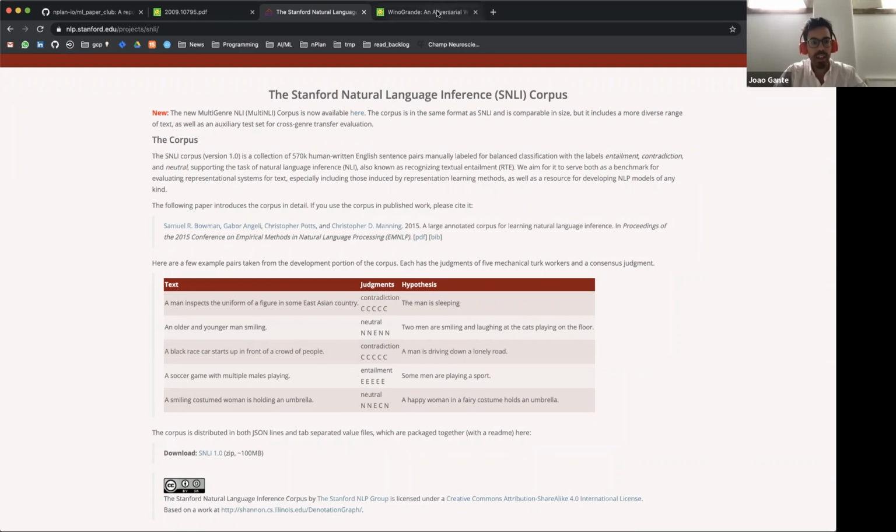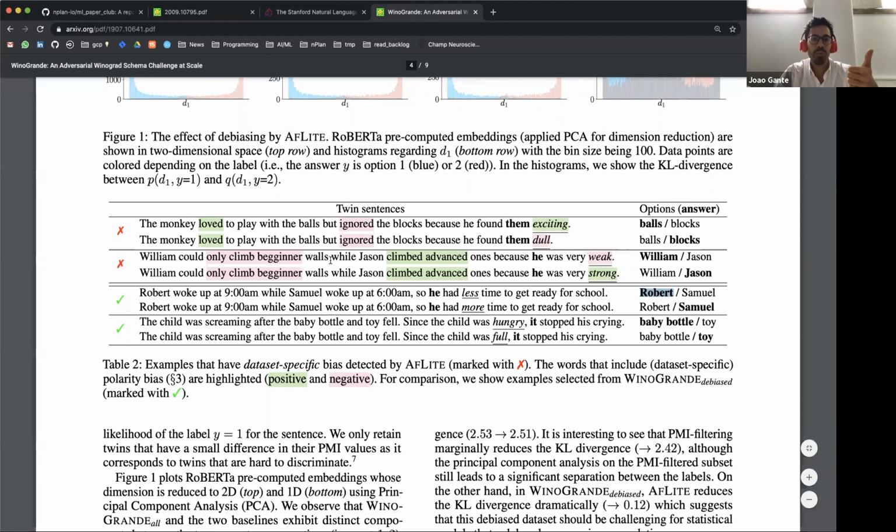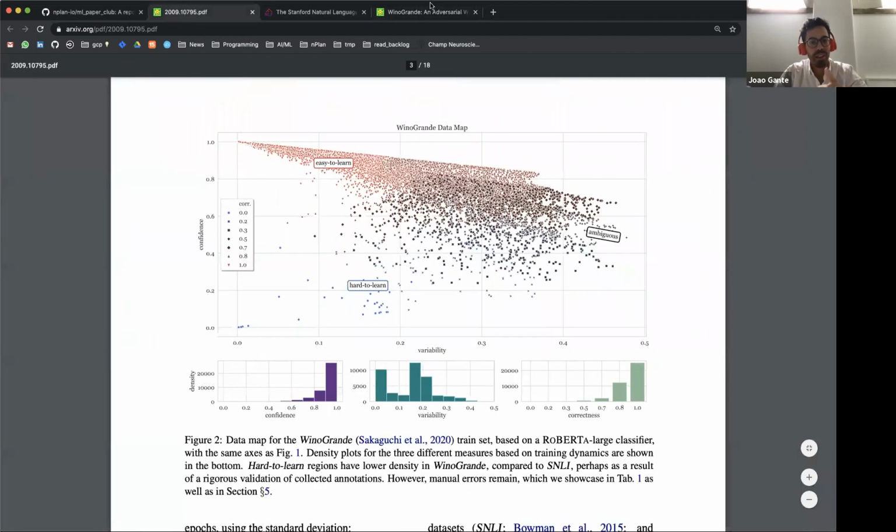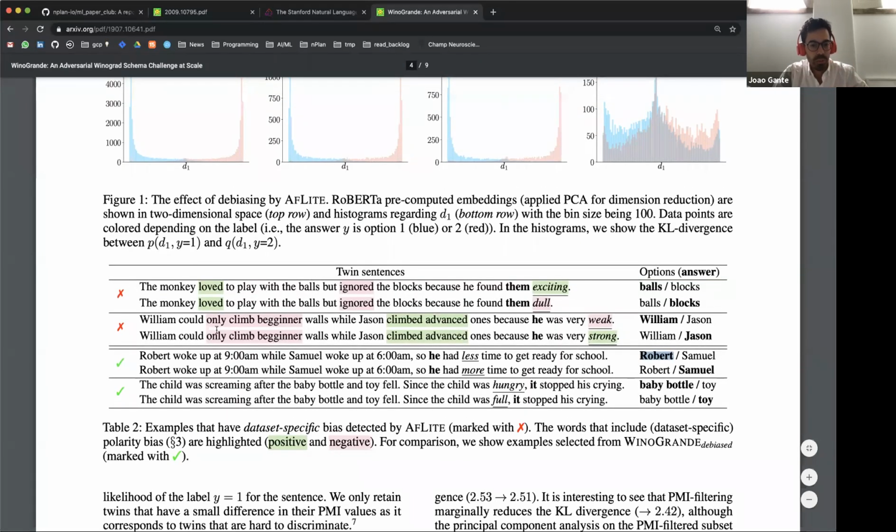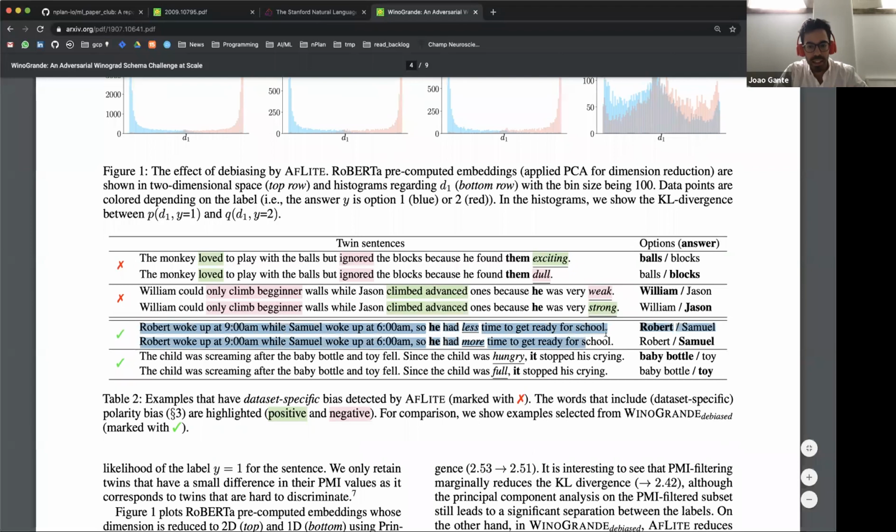The second data set was created by the research group from the paper I'm presenting now. Essentially, they provide you with a sentence, such as this one: Robert woke up at 9 a.m. while Samuel woke up at 6 a.m. So he had less time to get ready for school. The model has to identify what this "he" means, and it is given two hypotheses. In this case, if he had less time to get ready for school, it has to be Robert, because Robert woke up later. And if he had more time, then it had to be Samuel. This is what the data set is trying to challenge the model to do.